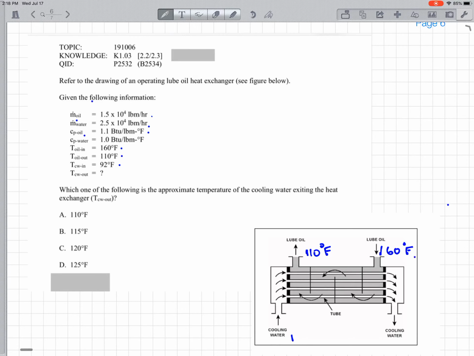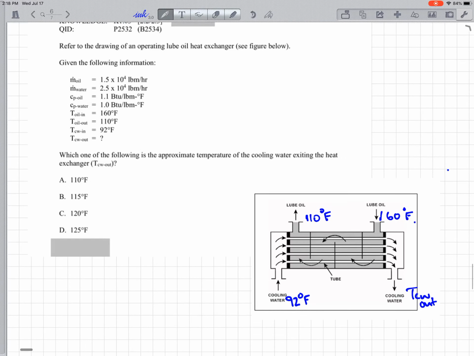Temperature of the circ water in is going to be 92 degrees. We are looking for temperature of the circ water out. So the temperature right here. Okay? So it's pretty normal to see the mass flow rate of the water is a little bit higher than mass flow rate of the oil. Alright.